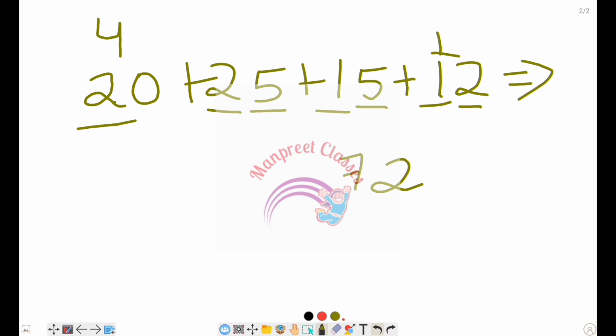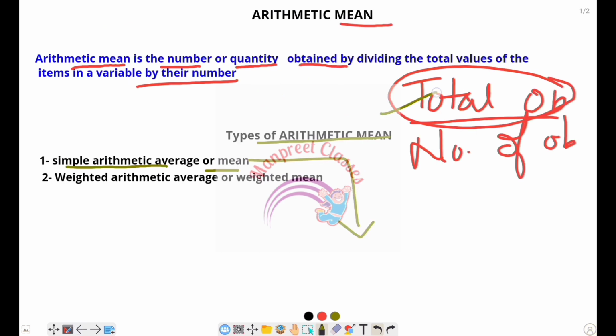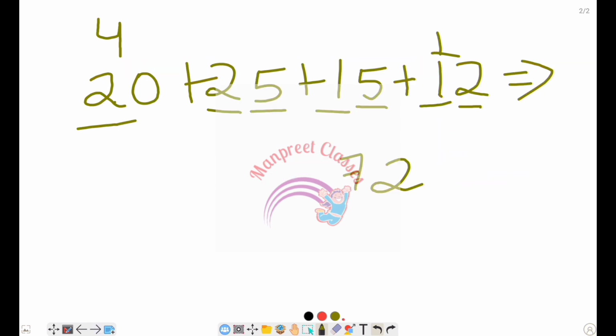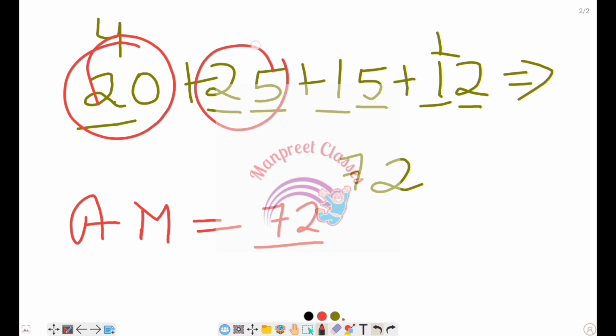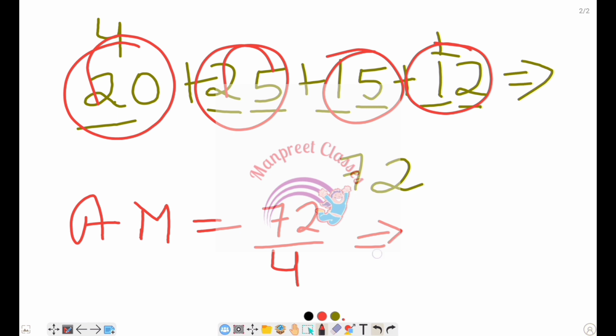So total is 72 and our formula says total upon number of observations. So arithmetic mean is equal to total, that is 72, upon number of observations, which are 1, 2, 3 and 4, divided by 4. So we are going to divide it. 4 eights are 32. So arithmetic mean for these marks will be 18. I hope this is clear, how we calculate arithmetic mean.